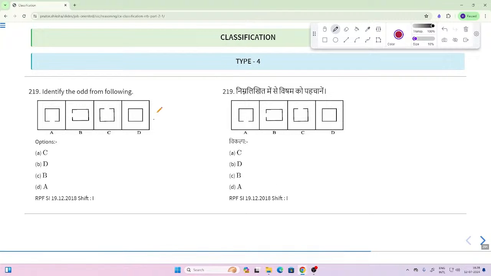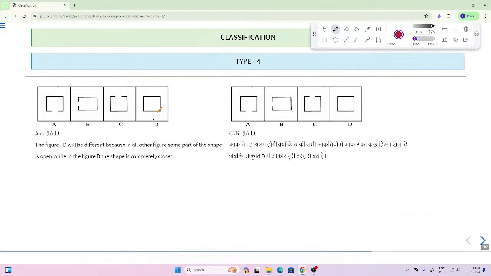Again here, we have A with an opening at the bottom, B with an opening to the left, C with an opening on top, and D with no opening at all. Hence, option D is the odd one out because it's the only one in which the figure is completely closed. Figure D will be different because in the others some part of the figure is open, while in D the shape is completely closed.